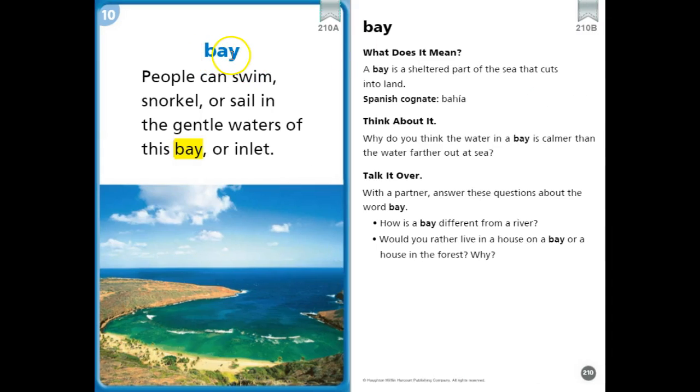Last one, read with me. Bay. People can swim, snorkel, or sail in the gentle waters of this bay or inlet. A bay is a sheltered part of the sea that cuts into land. Why do you think the water in a bay is calmer than the water farther out at sea? With your learning adult, answer these questions about the word bay.